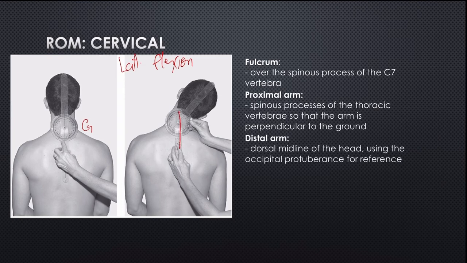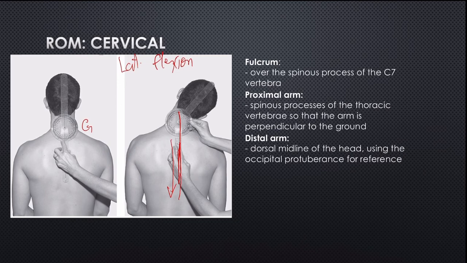Aligned perpendicular to the ground, in line with what? The spinous processes of the thoracic. Okay, if you can again palpate C7, if you just simply go down and palpate the bones that you can feel, then that's the spinous processes. That's the very first thing that you can palpate.